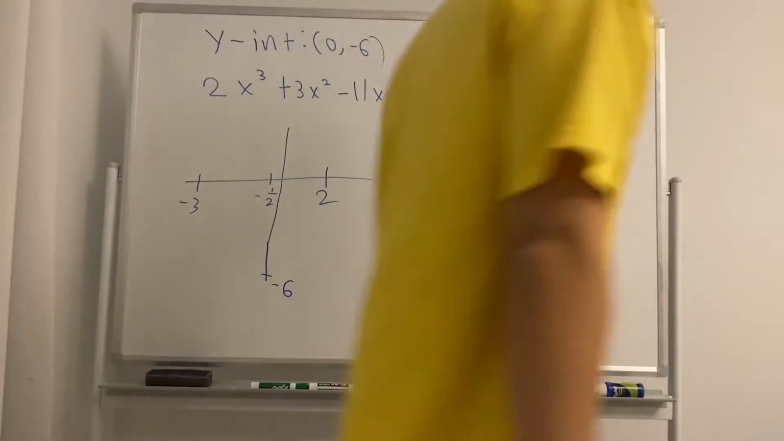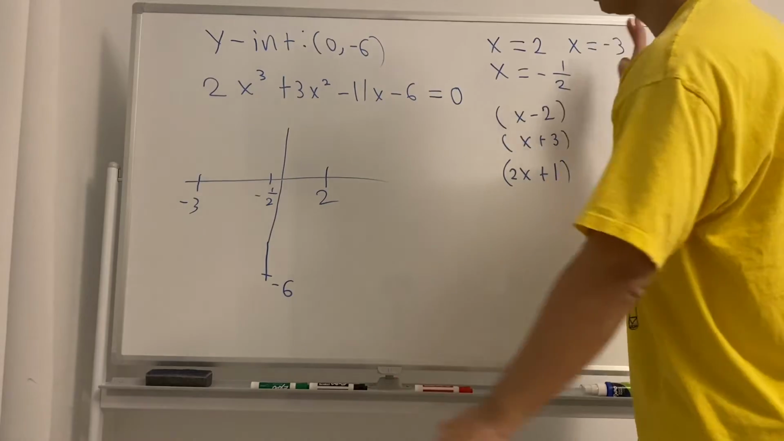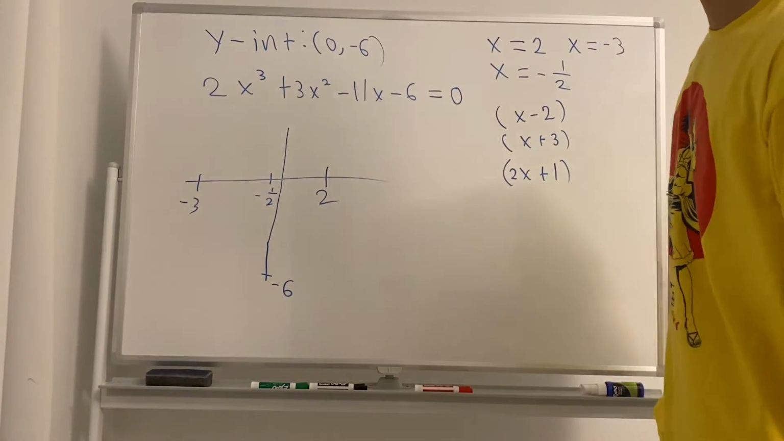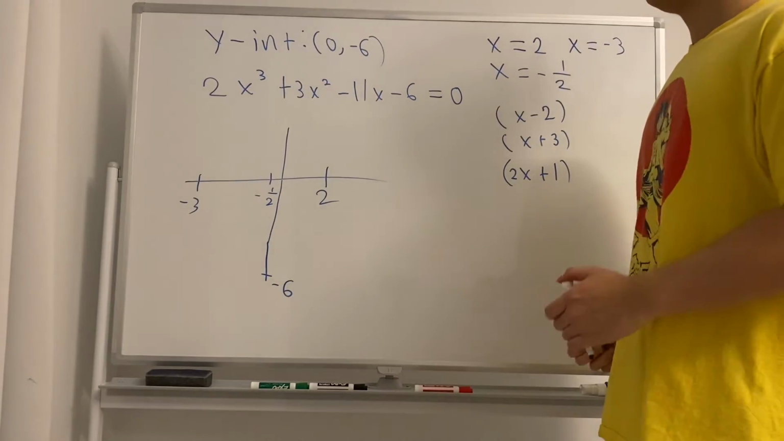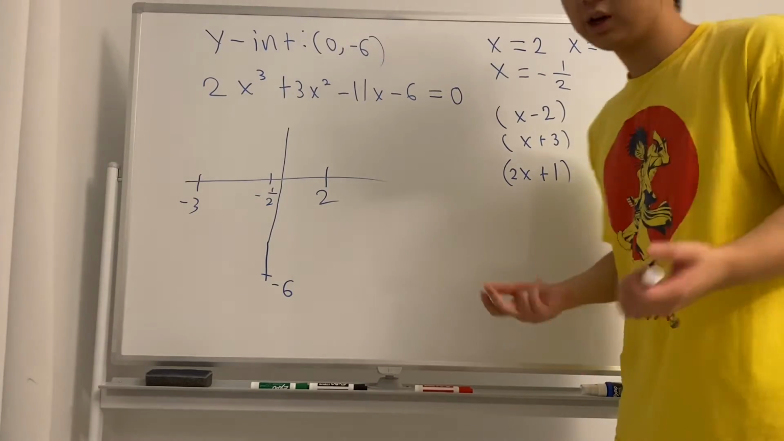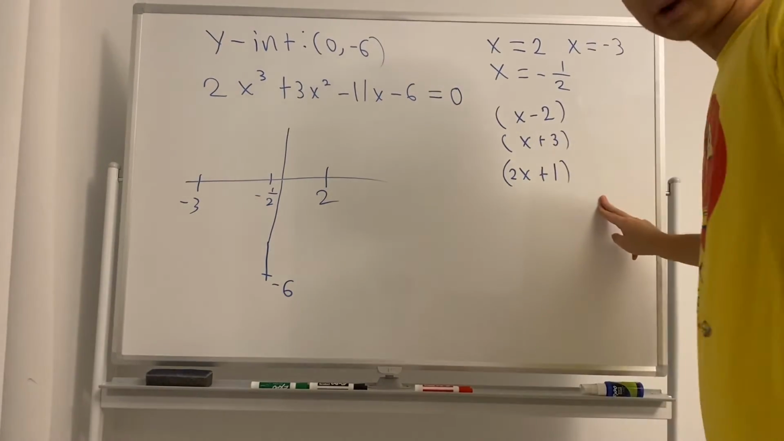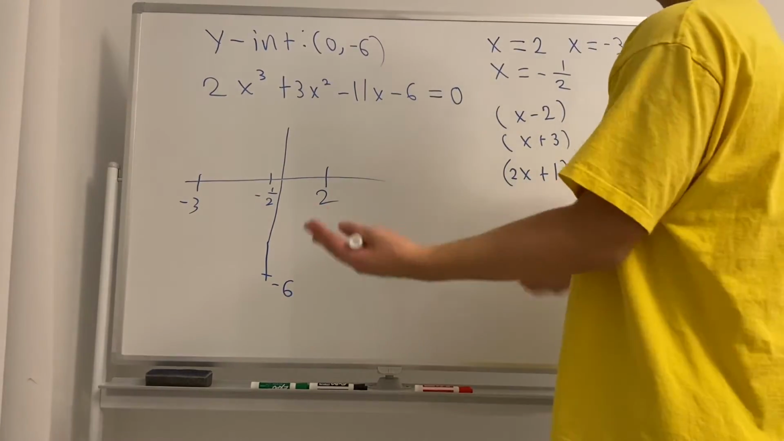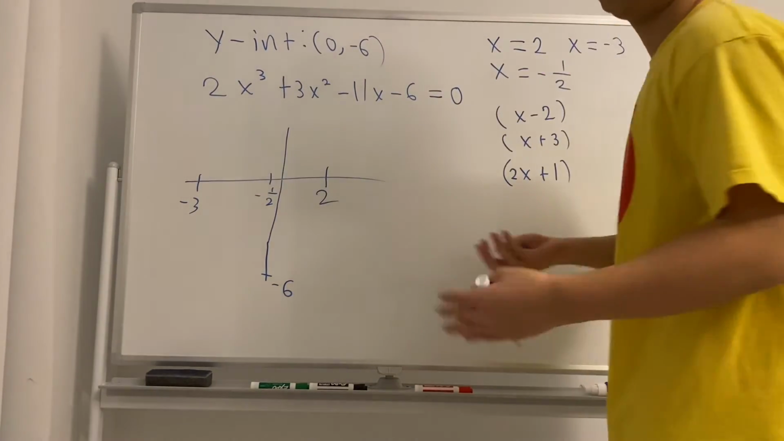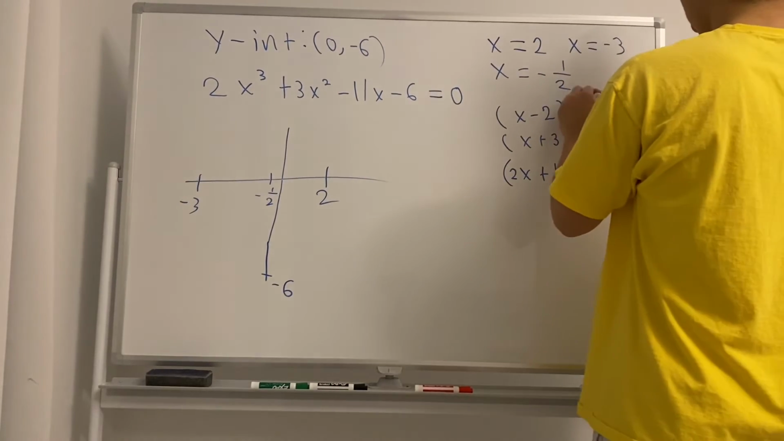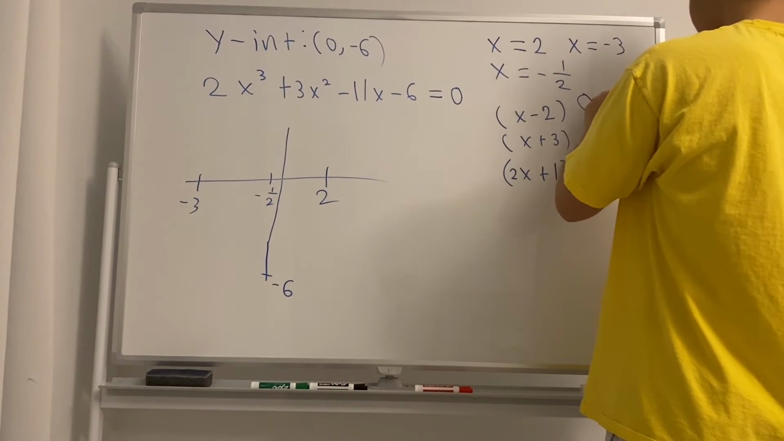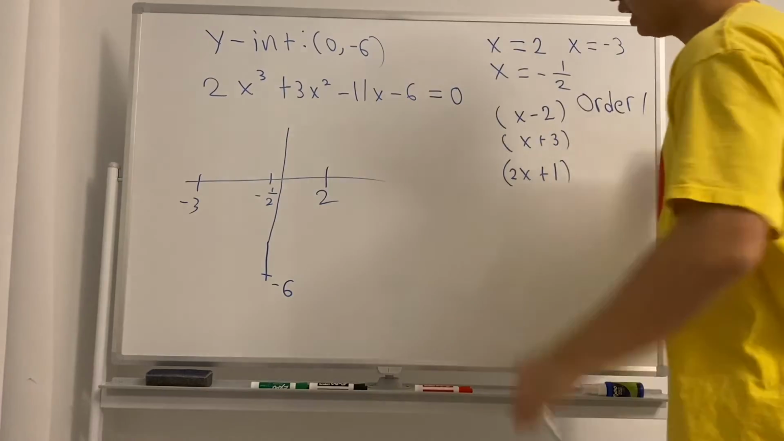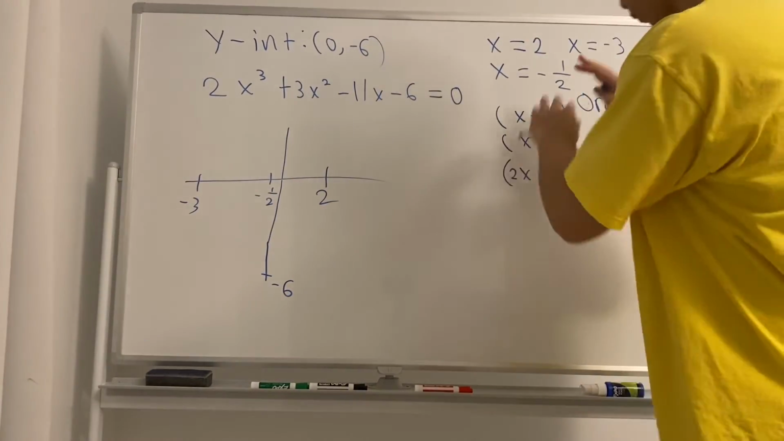Okay, so now we've plotted our x-intercepts and we've plotted our y-intercept. Now first of all, you want to notice that the order for all of these factors is 1. So now we know the behavior of the polynomial at these x-intercepts. The order is 1. We did that last unit. So the order is 1 for all of these.